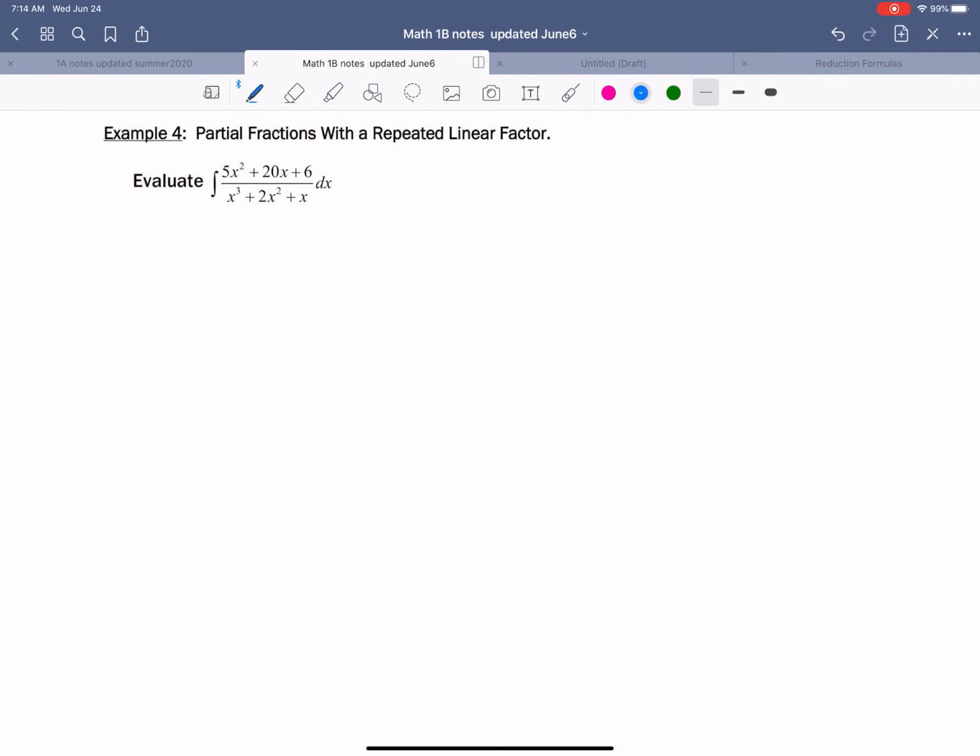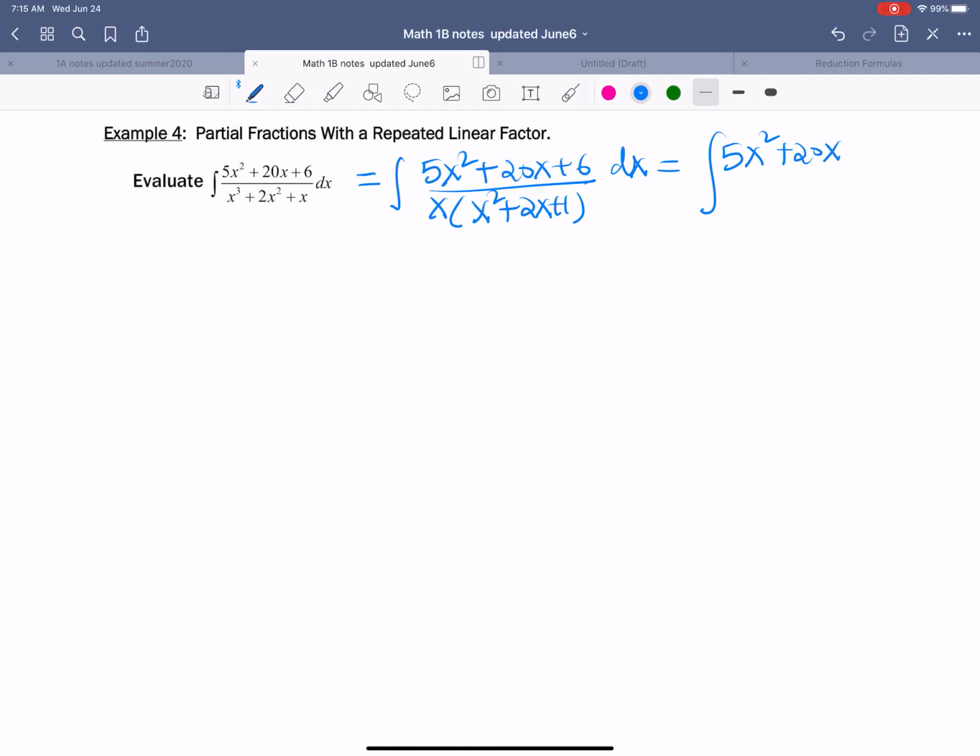Let's go ahead and factor the denominator and see how it looks. Okay, x to the third, so I can pull out an x, and inside would be x squared plus 2x plus 1. The integral is 5x squared plus 20x plus 6 over x times (x plus 1) squared dx. So now I have repeated linear factors. So I'm going to first do some work on the partial fractions, and then we will come back to the integral. 5x squared plus 20x plus 6 over x times (x plus 1) squared.